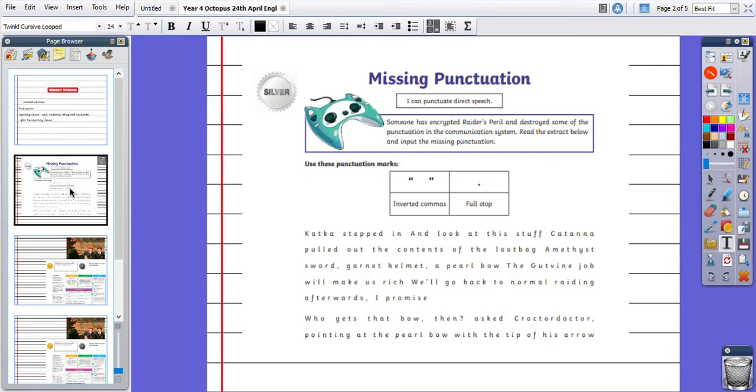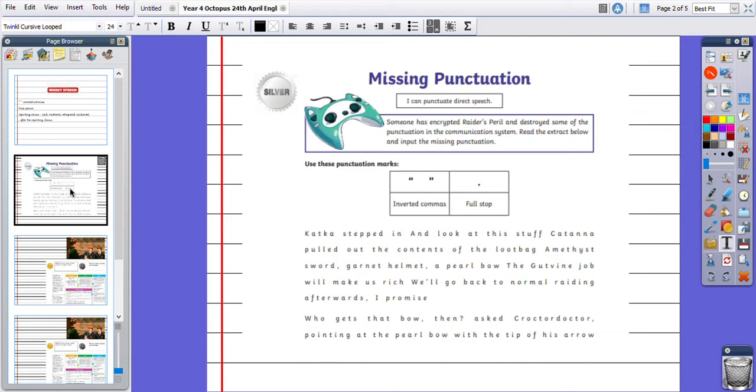Katka stepped in. And look at this stuff. Katana pulled out the contents of the loot bag. Amethyst sword, garnet helmet, a pearl bow. The gut van job will make us rich. We'll go back to normal raising afterwards, I promise. Who gets that bow then? Asked Proctor Doctor, pointing at the pearl bow with the tip of his arrow.